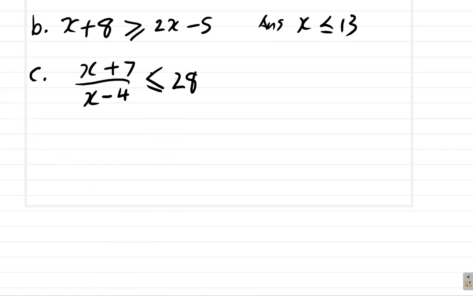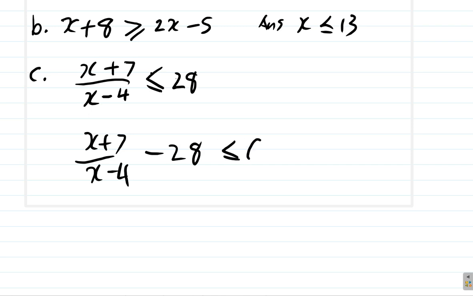Problem here is that we don't know what x is, so we don't know if x minus 4 is positive or negative. So we can't just multiply by x minus 4. What we want to do is this. Let's subtract 28 from both sides. x plus 7 over x minus 4 minus 28 is less than or equal to 0. Okay.